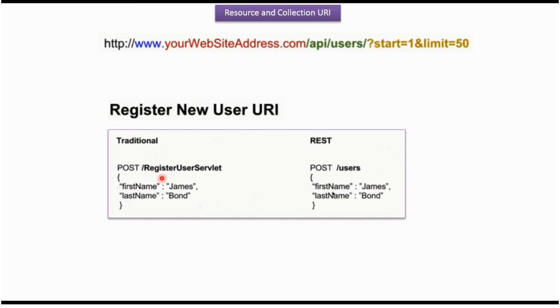To register a new user, let's see how the URI will look in the traditional approach and the REST approach. In the traditional approach, the URI name will be register user servlet, the HTTP method will be POST, and in the body we can send JSON like this. In case of REST, the URI will be /users. It will be the collection name, and the URI name won't specify whether to register or create a user. There won't be any action name mentioned in the URI in case of REST, the HTTP method will be POST, and the payload will be JSON, first name and last name.